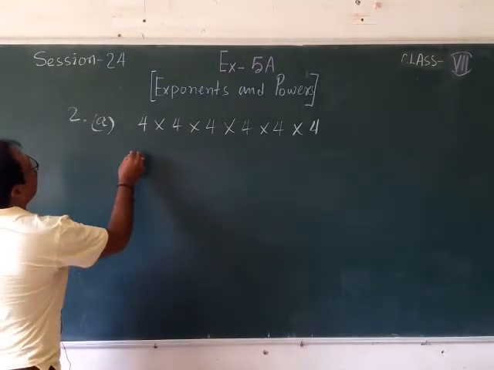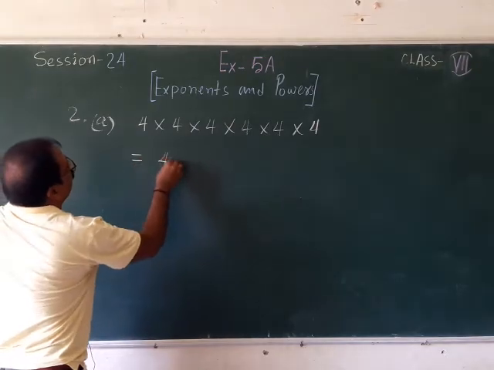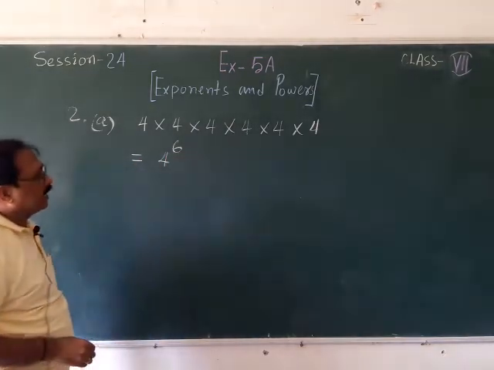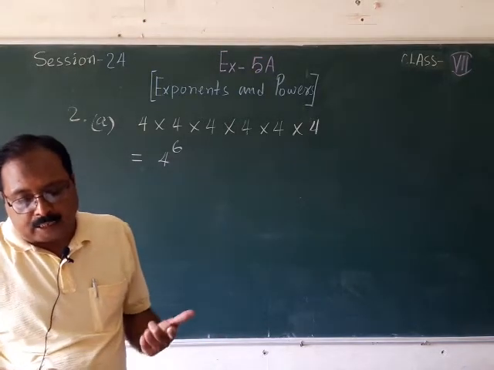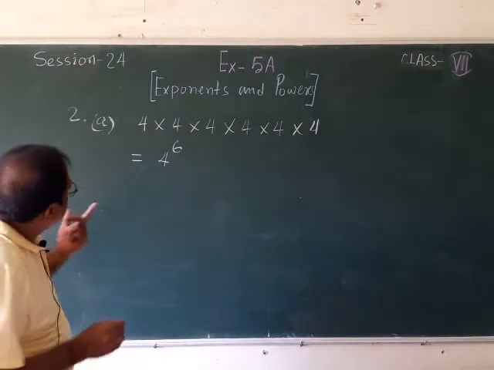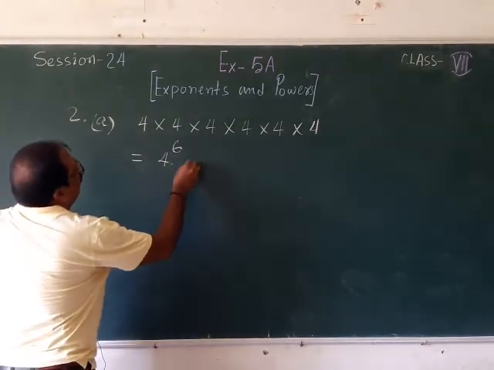So how to write it? I can write it as 4 to the power 6. So it is written in exponential form. You have to write it like that. This will be the answer itself.